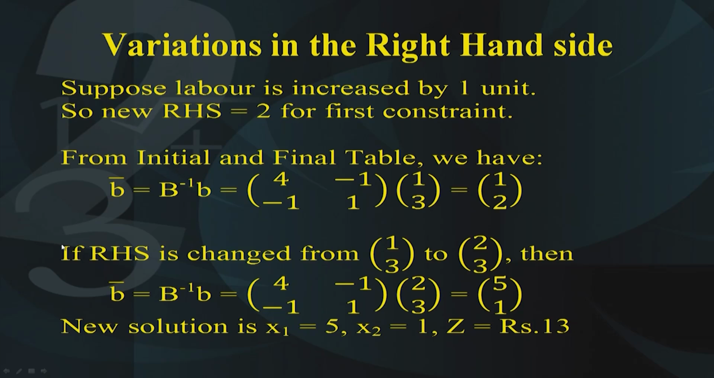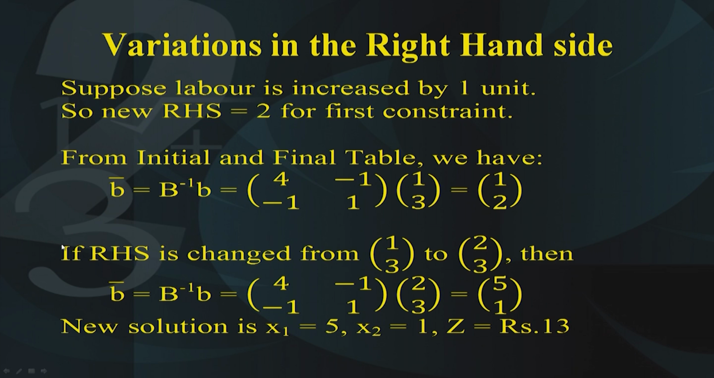Now, let us look at the second case, that is variation in the right hand side. Suppose the labor is increased by 1 unit. As you know, the right hand side is nothing but the requirement of the labor and the material. So, let us assume that labor is increased by 1 unit. Therefore, the new right hand side will become 2 for the first constraint. Earlier it was 1, now it has increased by 1. So, 1 plus 1 is 2. So, right hand side now becomes 2 for the first constraint.